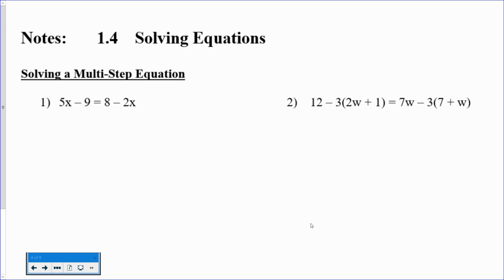Okay, today's lesson, we are doing two lessons. So the first lesson is on 1.4 solving equations. So we are starting with the multi-step equations. First, you will have some simpler equations to solve in your homework.